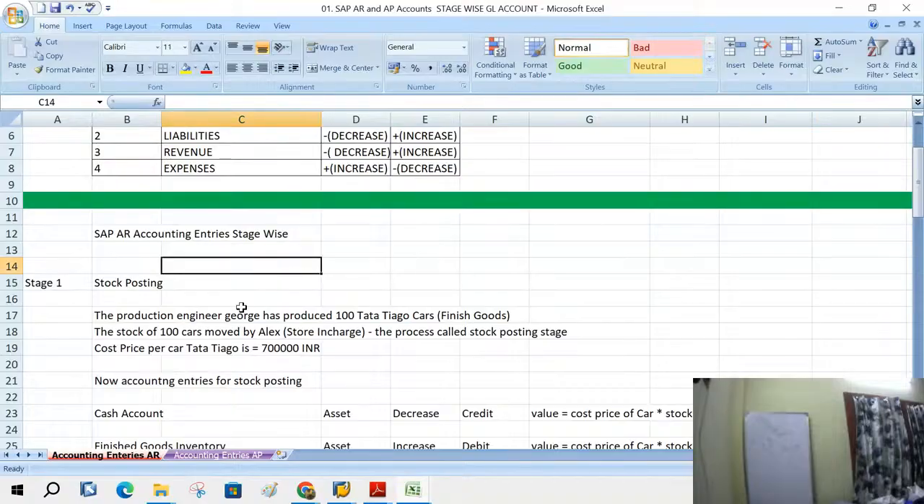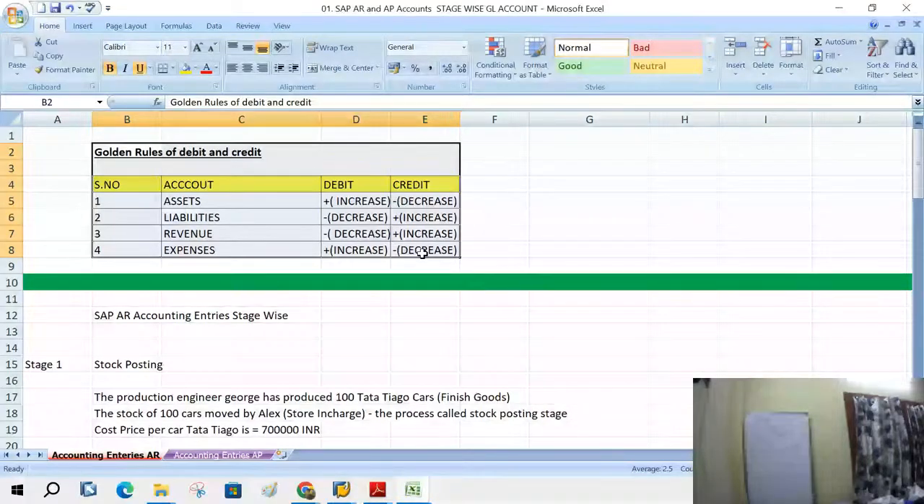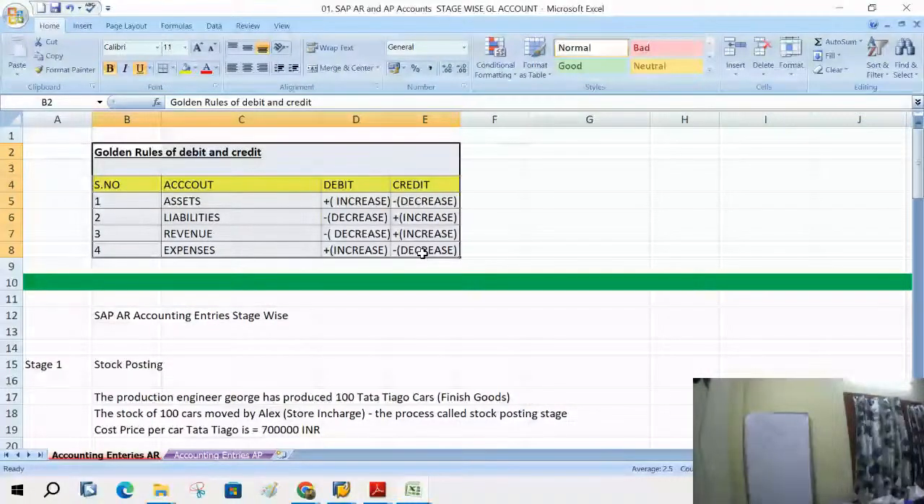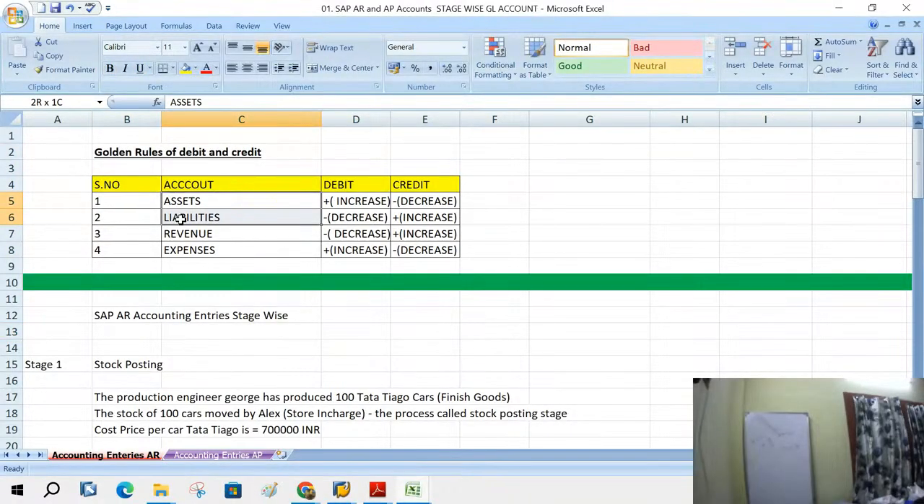So for that, the accounting thumb rule, for non-accounting people also, we have written it like this. All of you please write down these golden rules of debit and credit. Clear? In accounts, there are going to be two kinds of accounts. One is the balance sheet account and one is the profit and loss account. You might have heard. Correct? So in the balance sheet, you will have two accounts, called assets and liability. In profit and loss, you will have revenue and expenses. Clear?